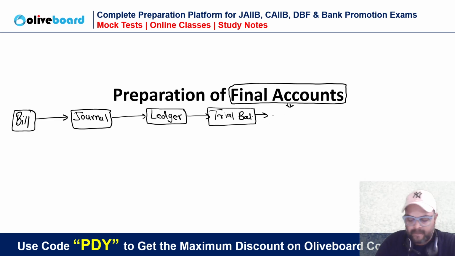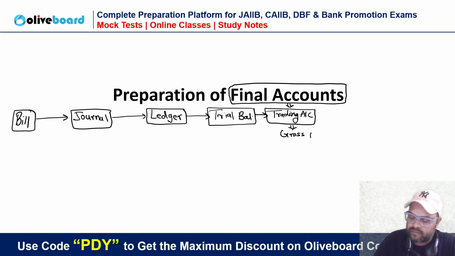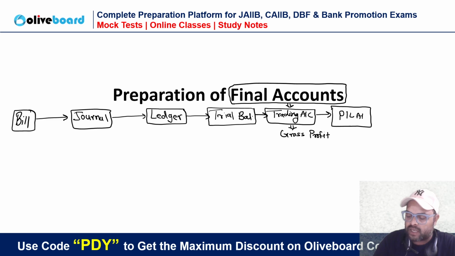First of all, a trading account is prepared, and by making a trading account, we calculate the gross profit of the company. After that, a profit and loss account is prepared. By making this, an organization identifies the net profit of the company.